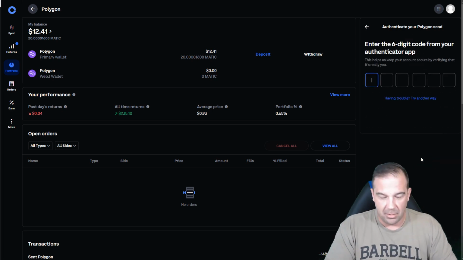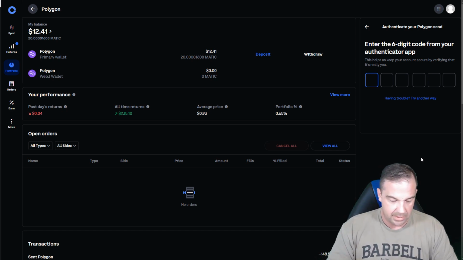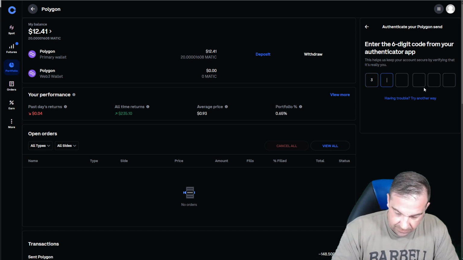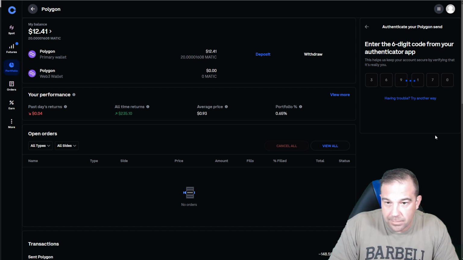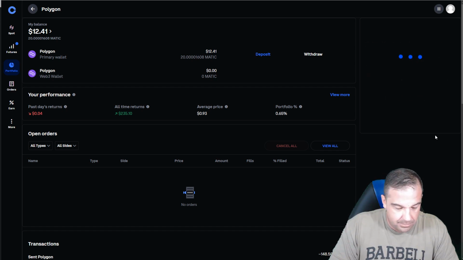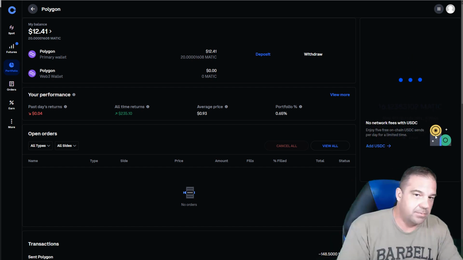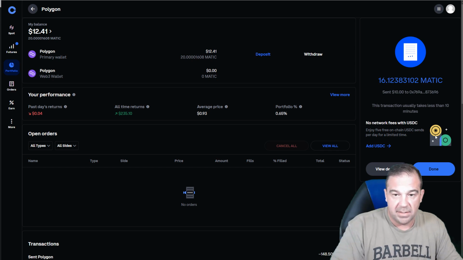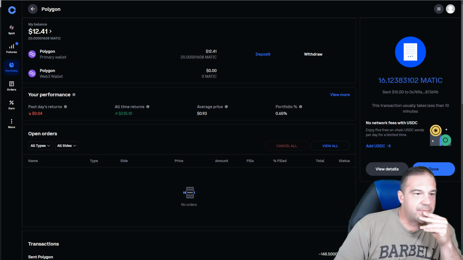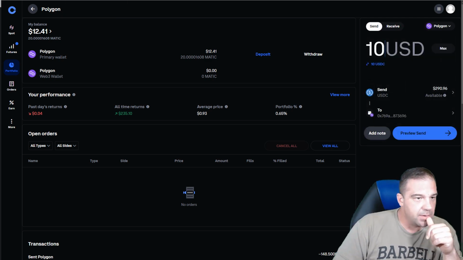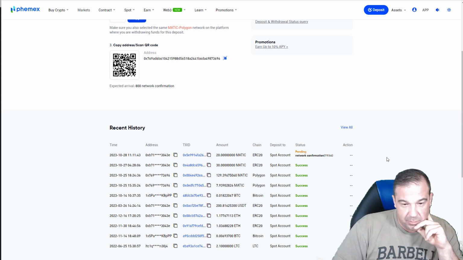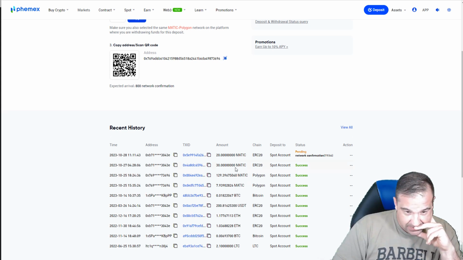Yep, I always forget about this part. I got a Google Authenticator, and can I type fast enough? It looks like I did. I just got a verification on my phone telling me that I sent 16 Matic. So now we can come back here. We can hit done.